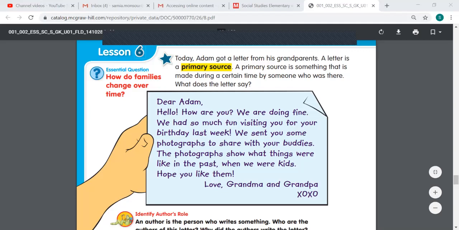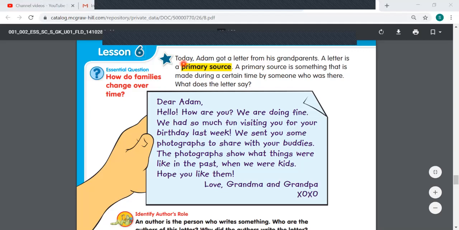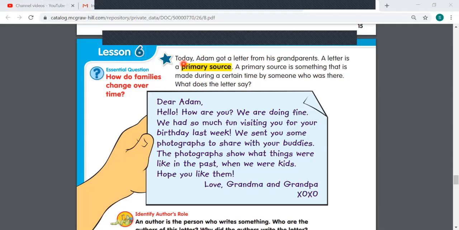I want you to follow along with me as I read page 16. Today, Adam got a letter from his grandparents. A letter is a primary source. A primary source is something that is made during a certain time by someone who was there. What does the letter say?